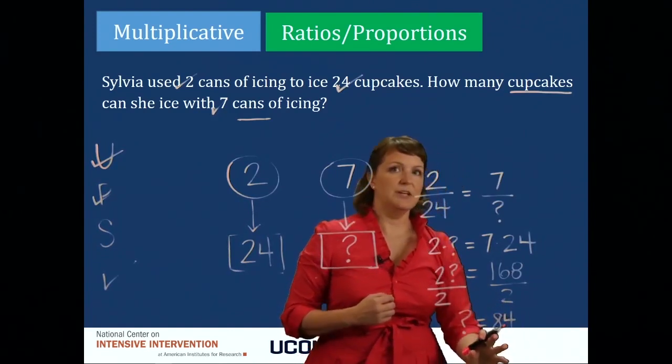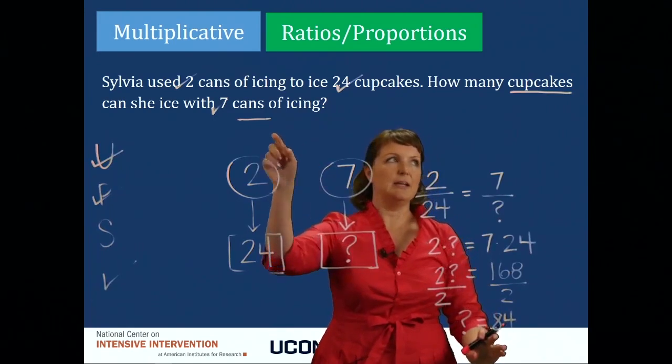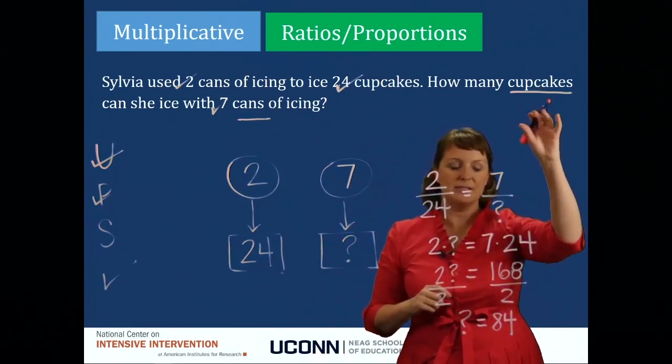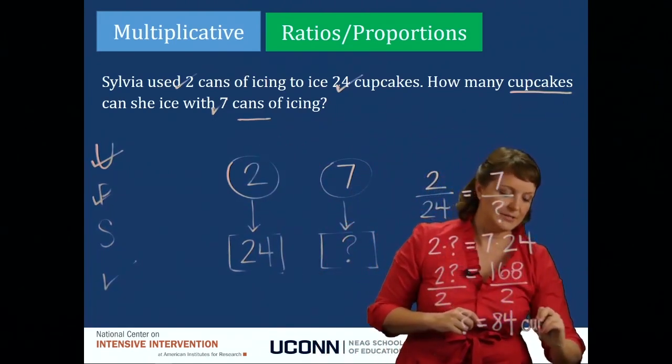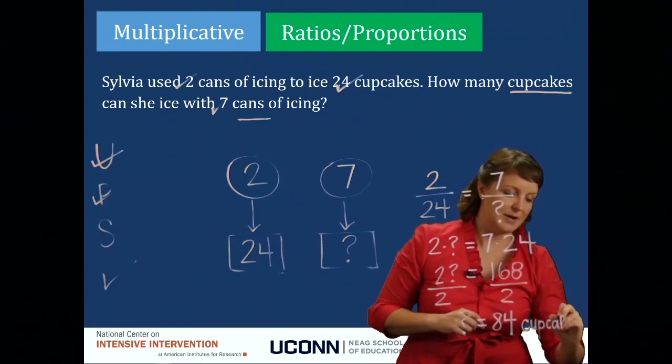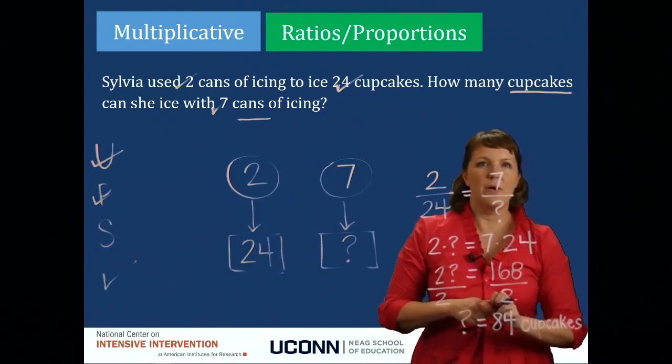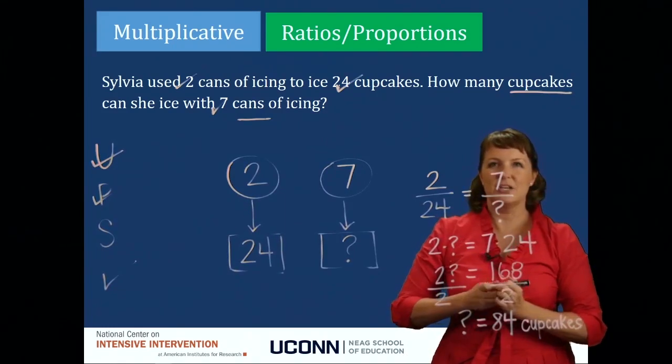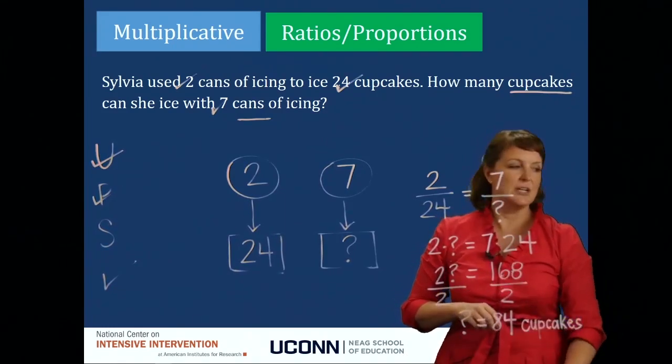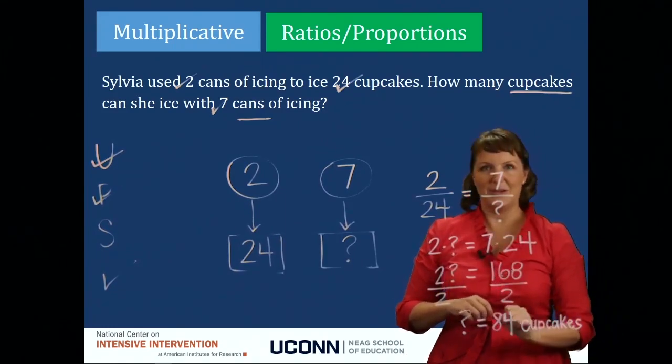And I need a label for this. I have to figure out, does it talk about cans or does this 84 talk about cupcakes? Here it does talk about cupcakes, so I'll write cupcakes as my label. And so how many cupcakes can she ice with 7 cans of icing? She can ice 84 cupcakes.